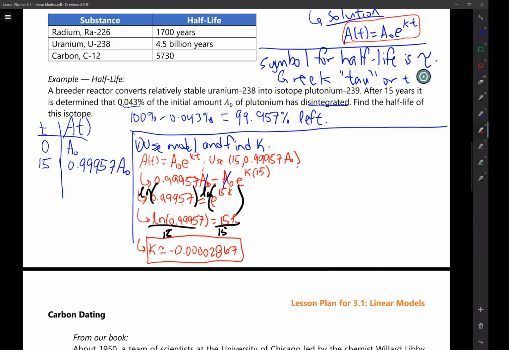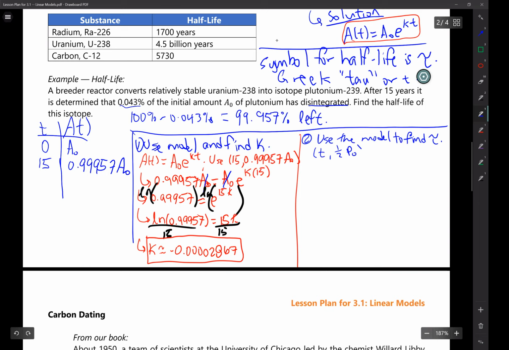Okay. So that's the first step. We find K. On all these models, you have to find K first. But then let's use the model to find half-life. Find tau. Okay, so let's go ahead and do that. So what does half-life mean? Well, half-life means find the time such that we get 1/2 P naught. So plug that in and find time.